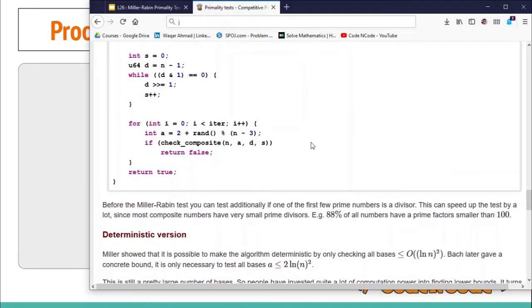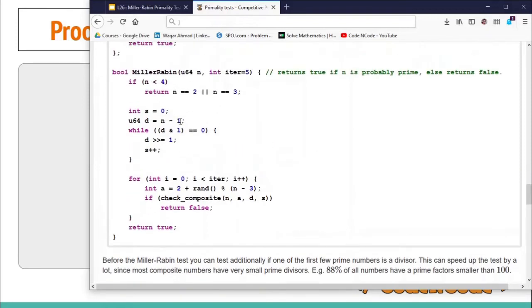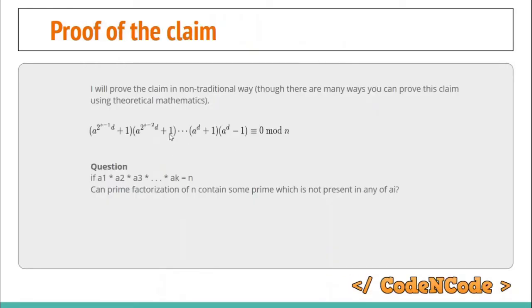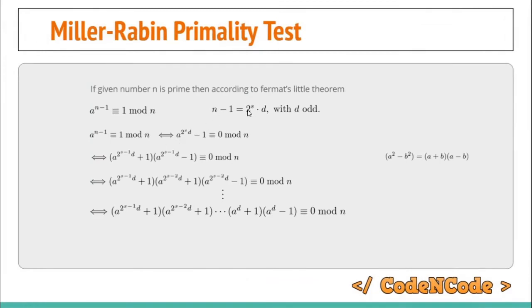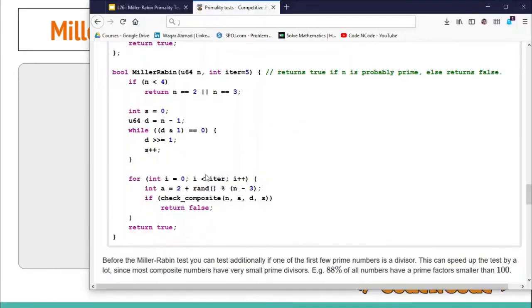Most of the part is the same as Fermat's primality test, which we have already seen in the previous lecture of number theory. First of all, you make sure of the base case, and then you calculate S and D, which basically are these. So you are calculating S and D for n minus 1.